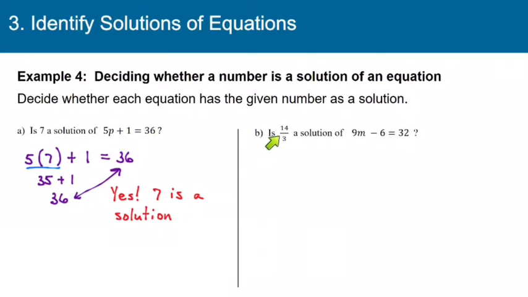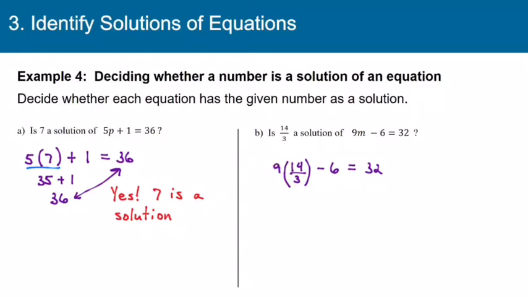And part B says, is 14/3 a solution of 9m minus 6 equals 32? Well, I don't know. Let's put 14/3 in place of our unknown number, and then we'll have 9 times 14/3 minus 6 equals 32. So we want to simplify the left side and see if the left side matches the right side. Now, 9 times 14, I don't know in my head. I know that's going to be a larger number than we usually deal with. So I would not do this multiplication. Instead, I would simplify first.